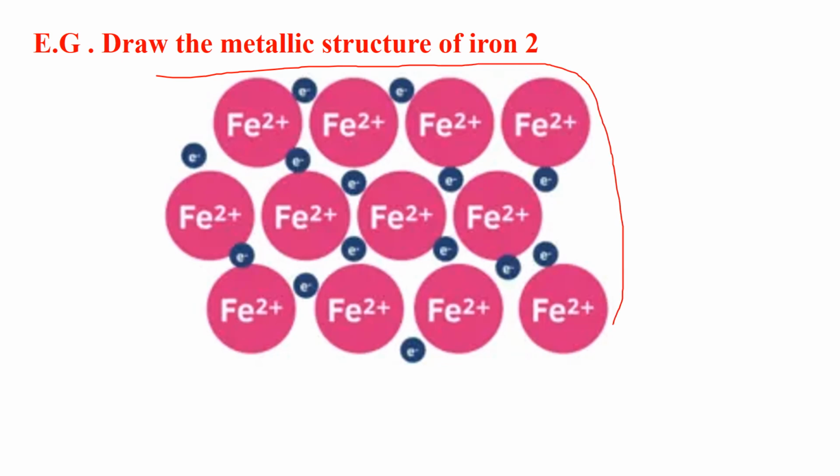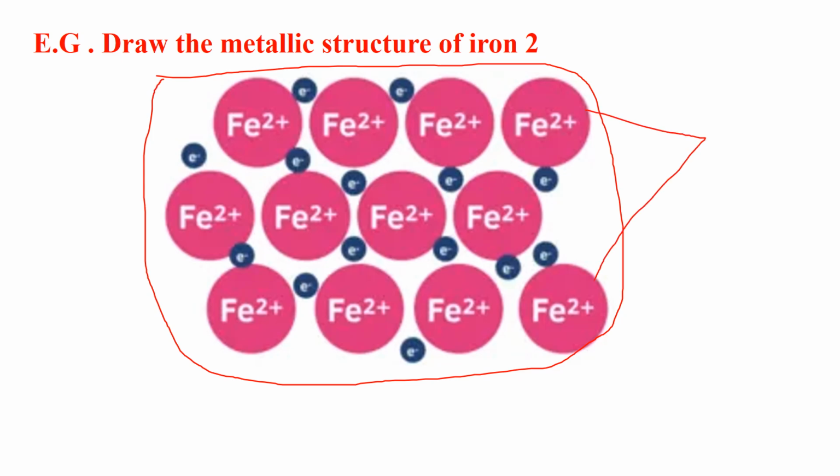So this is how you draw the metallic structure of the iron, and you just need to simply label this. This is the iron ion, and this ion has a charge.